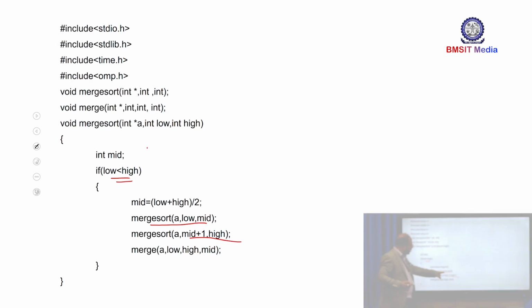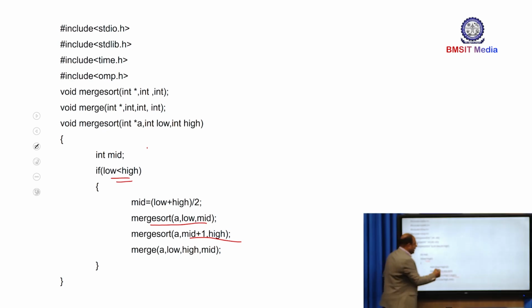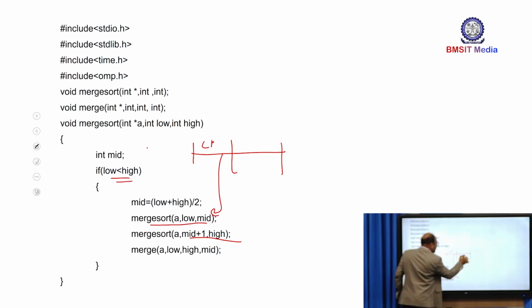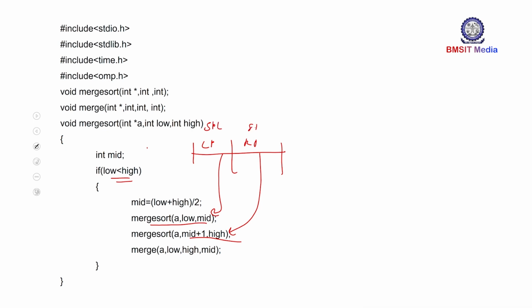A comma low comma mid is nothing but the left part of the array, and this is nothing but your right part. Right part, subproblem 1, subproblem 2, whatever the context, we can represent it. Later, once we sort this left subpart and right subpart, we have to merge both.